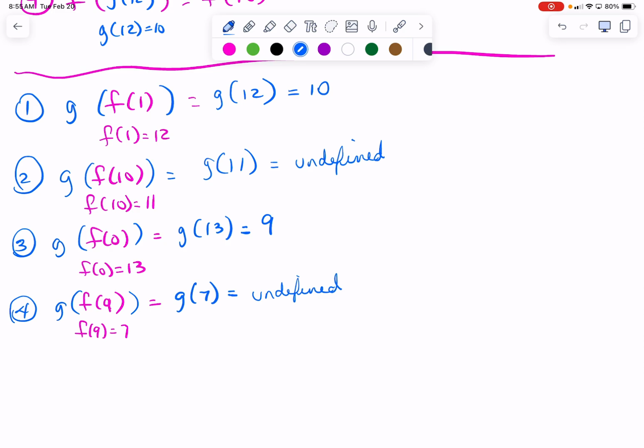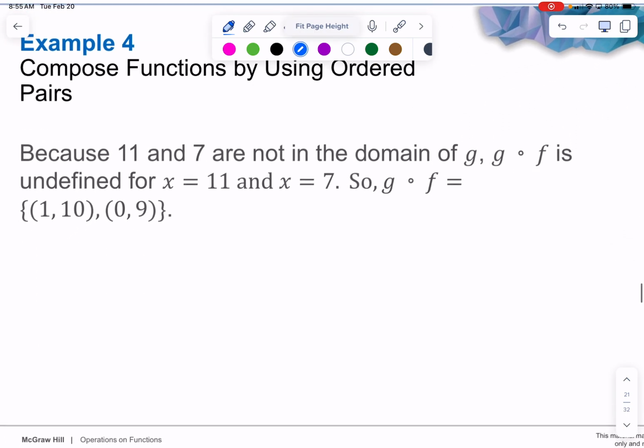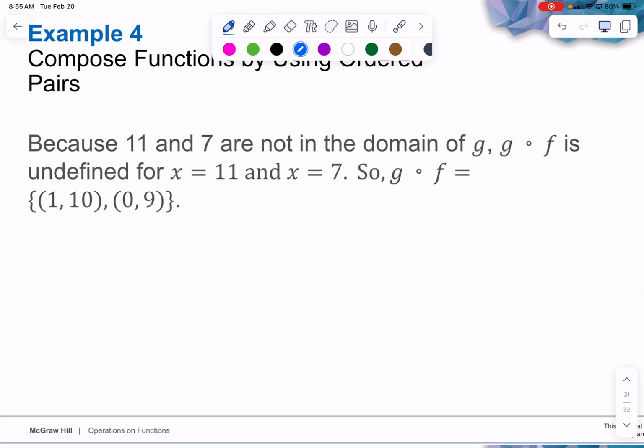Okay. So 11 and 7 are not in the domain of g. So g of f is undefined for x equals 11 and x equals 7. So g of f just equals (1, 10) and (0, 9).